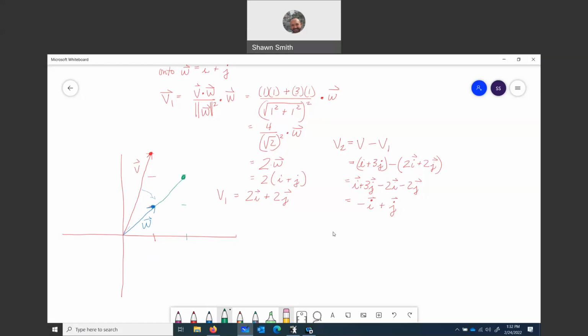So there is V1. And then we do V2, negative I plus J, that's negative 1, positive 1. And that is perpendicular, right? Looks perpendicular. So we should be having the correct vectors.